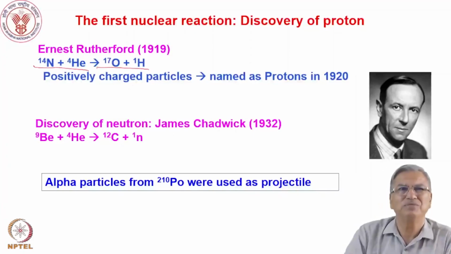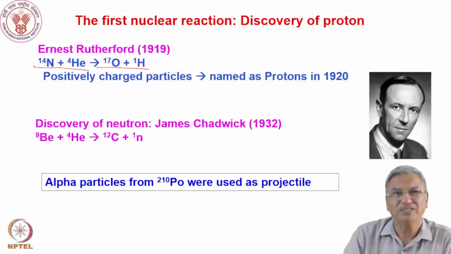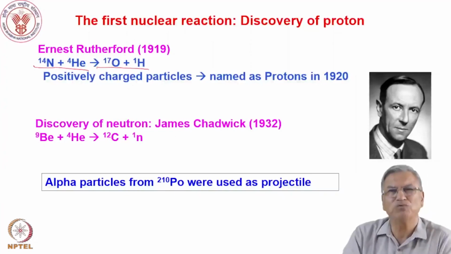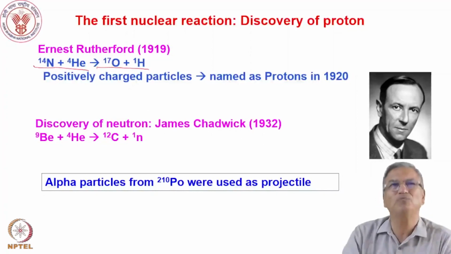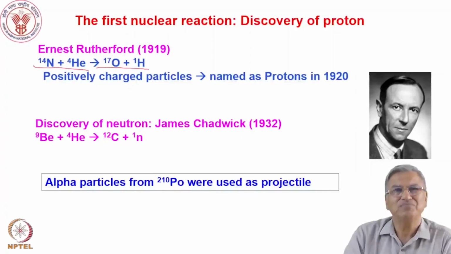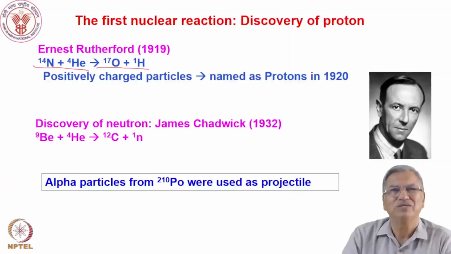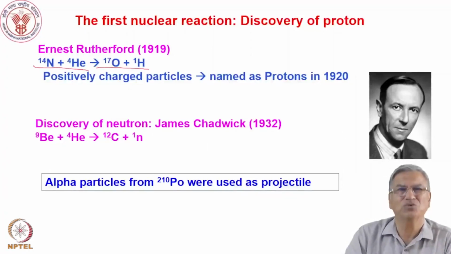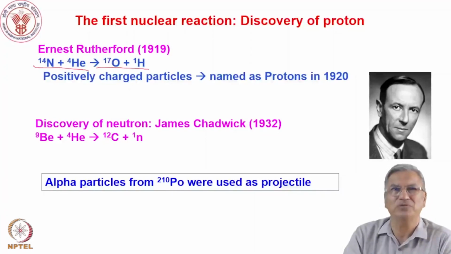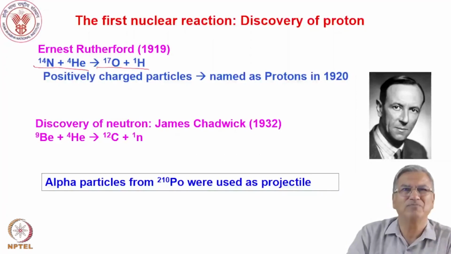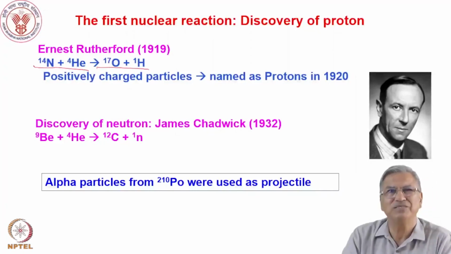screen. Based on the charge and so on, he concluded that these positively charged particles are nothing but the protons. This was the first nuclear reaction where the atom was transmuted, but this reaction gave rise to stable products. In this particular reaction, oxygen-17 and the hydrogen proton both are stable products. So this reaction, though being the first nuclear reaction, produced stable isotopes. And Rutherford named these positively charged hydrogen atoms as protons in 1920.